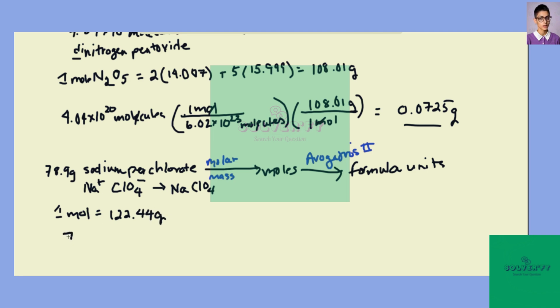So I can convert from my given grams to moles. And because I want it in moles, I divide by the molar mass. So 78.9 divided by 122.44. And this equals 0.644 moles.